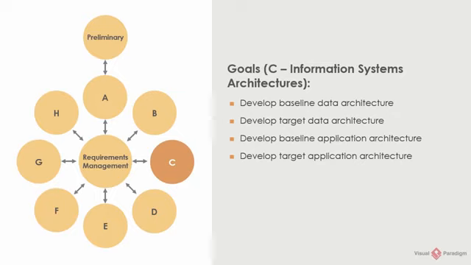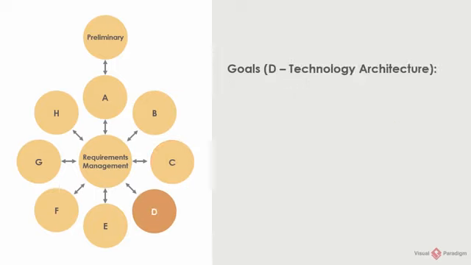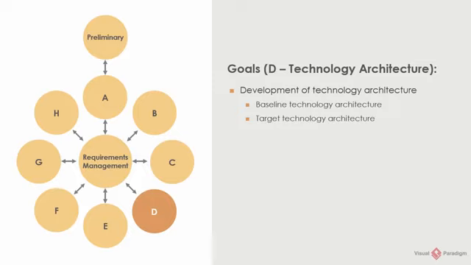Will you build a new system? Will there be an integration of existing systems? You have to figure out all this in Phase C. Phase D focuses on technology architecture. Again, you have to develop the baseline and target architecture to represent how devices and physical software components are allocated in a way that can support the operations of application components.